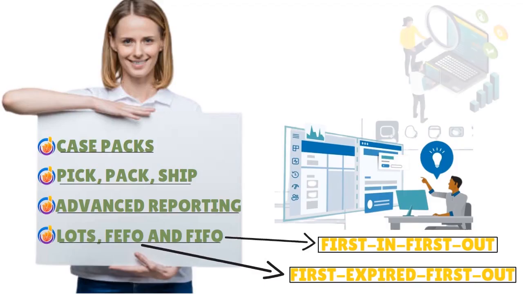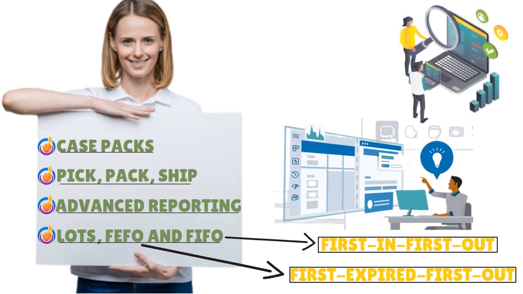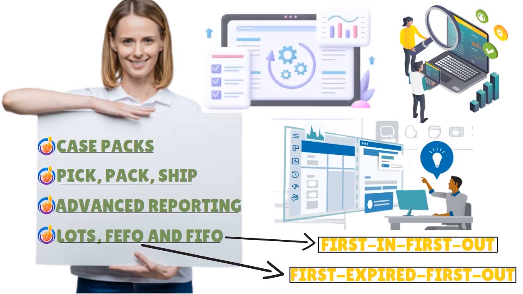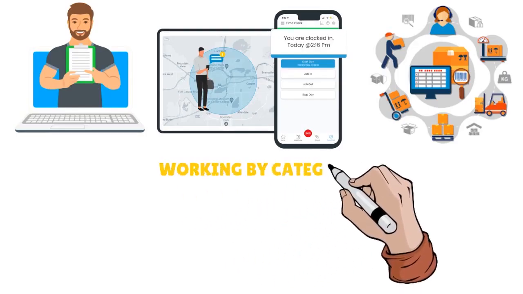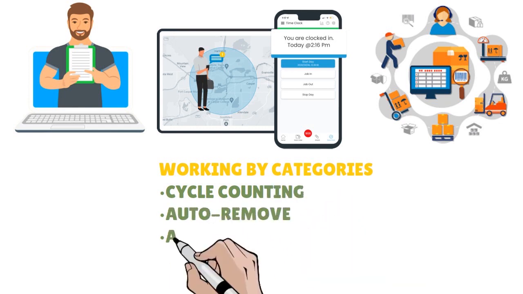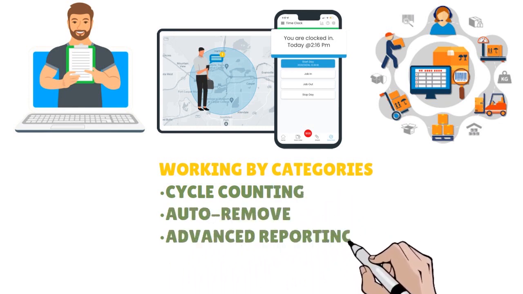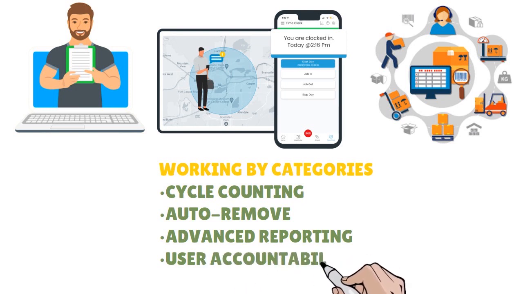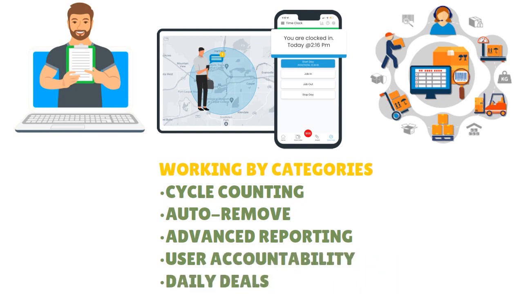So this is kind of cool in terms of helping you categorize the kind of inventory you have in your warehouse. And what I want to say here is that when we analyze SkuVault and we're trying to really understand what this warehouse management software is all about, we need to understand that this software tool works by work stream categories. So this is kind of cool. And so you have, for instance, cycle counting, you have auto remove, you have advanced reporting, which is pretty important, especially if you have multiple warehouses to cover. You also have user accountability, and you have daily deals.